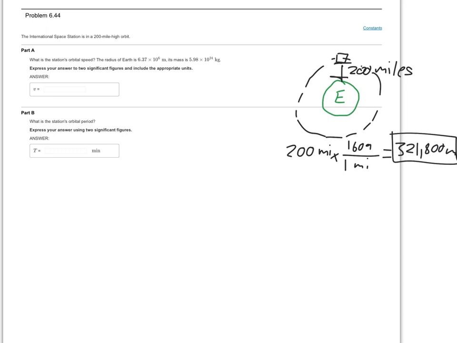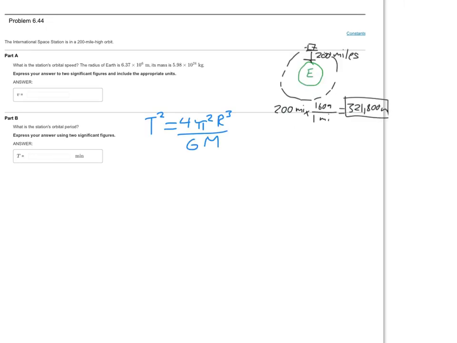Now that I have that, I'm going to start with Kepler's third law to allow me to find the period of the orbit. So here we have Kepler's third law that allows us to determine the relationship between the period and the radius of orbit. So I'm going to go ahead and plug in the things that I know. I'm solving for that period. So that's going to be 4 pi squared times my orbital radius. So keep in mind, I need to account for the radius of Earth in addition to the height above Earth.